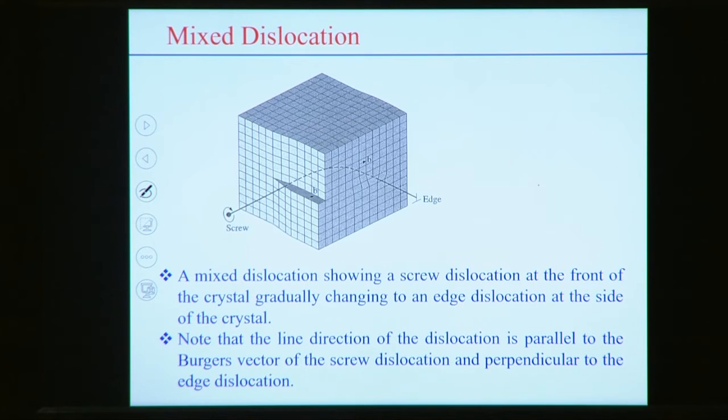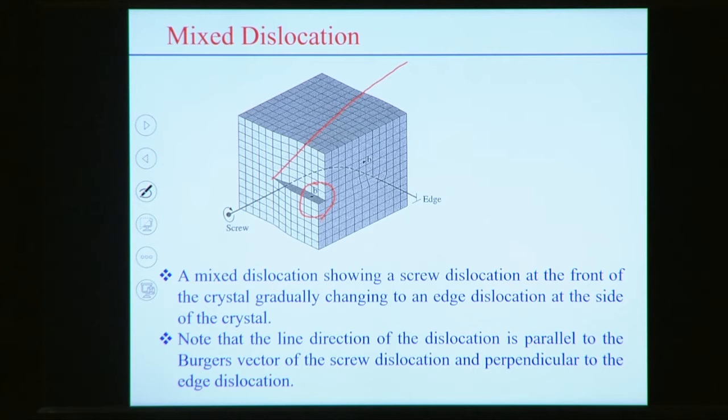Now practically there may be the possibility of a mixed dislocation, the existence of both screw as well as edge dislocation. So, a mixed dislocation showing a screw dislocation at the front of the crystal. At the front of the crystal there is a screw dislocation, and the dislocation line is with respect to that direction, and this is the representation of the Burgers vector. At the same time, the direction of the dislocation is parallel to the Burgers vector.